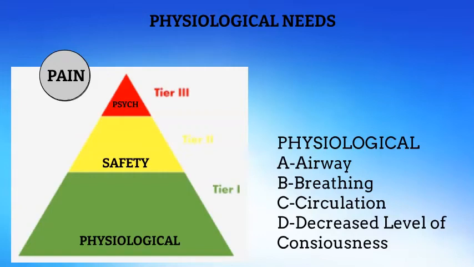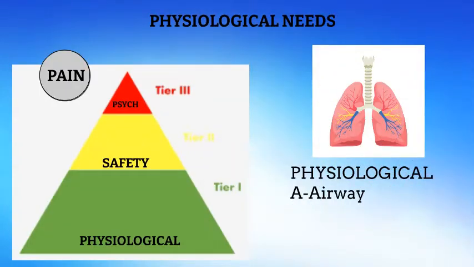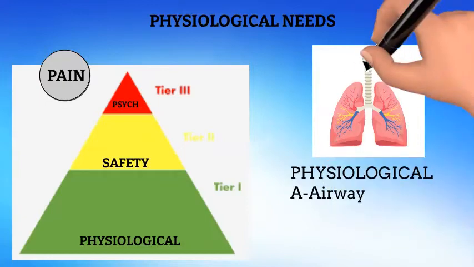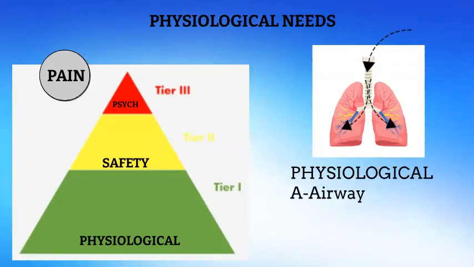We are going to use an A, B, C, D organizational mnemonic in that order: airway, breathing, circulation, decreased level of consciousness. And remember, when we go through these, it will be in that order: A, B, C, D. Let's talk about the airway. Is the patient's airway open? Can air move through the airway? The question is, can air get from outside the body into the lungs?